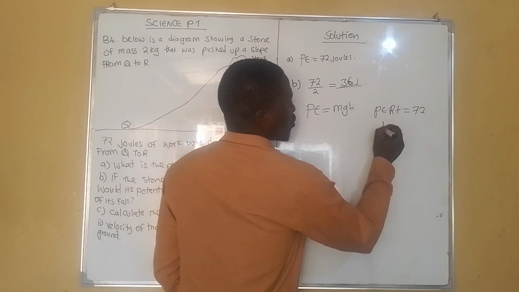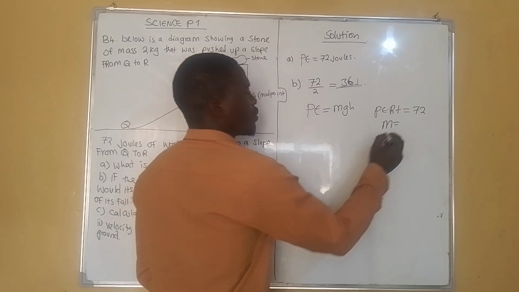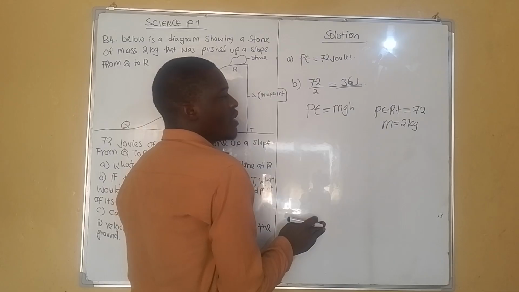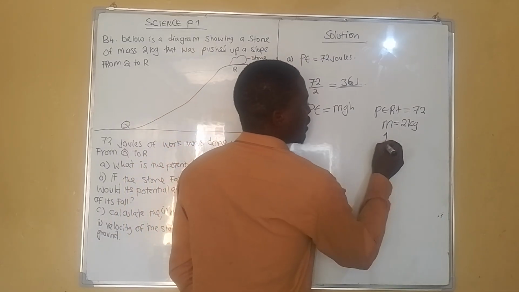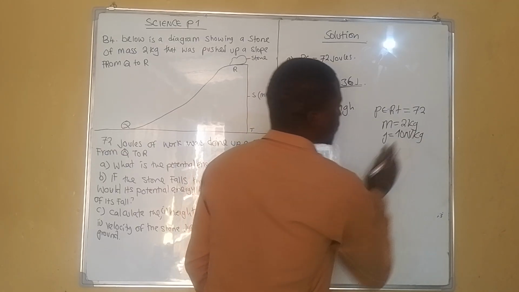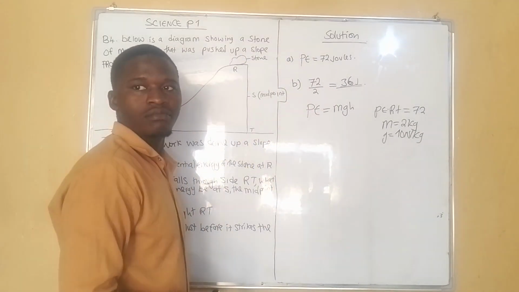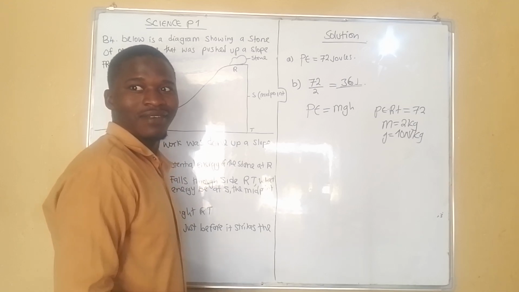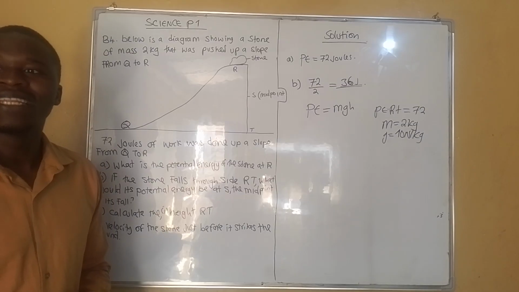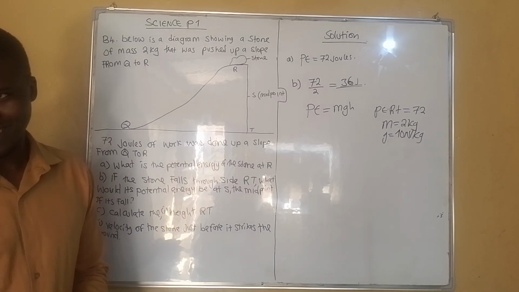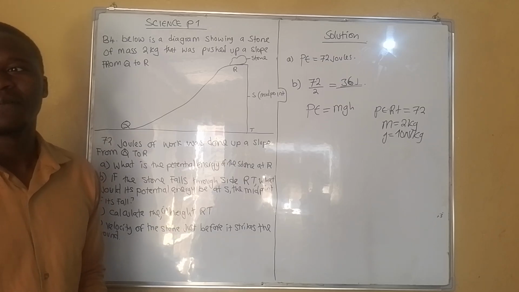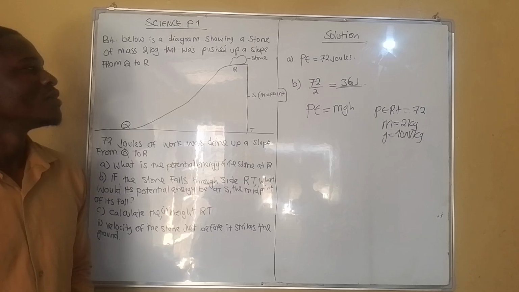And then we are told that the mass of this stone is 2 kgs. And then the acceleration due to gravity is 10 Newton per kg. Acceleration due to gravity is 10 Newton per kg or 10 meters per second squared. It's just the same. Is it okay? It's just the same.